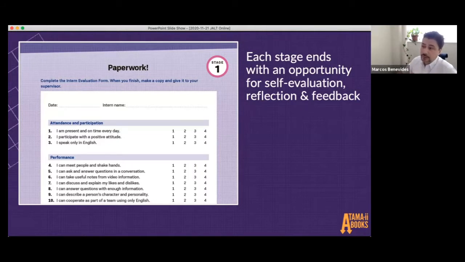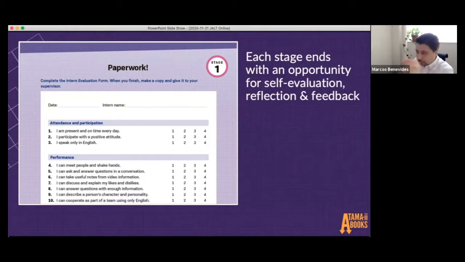Students basically complete what's called an intern evaluation form. Again, we tried to keep to that sense of authenticity of the simulation. So it's like an employee review kind of form. So students fill in this paperwork by answering some questions about how well they're doing in terms of attendance and participation, but also in terms of performance based on the tasks that we have in the stage.